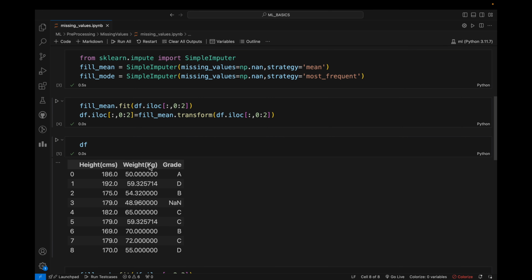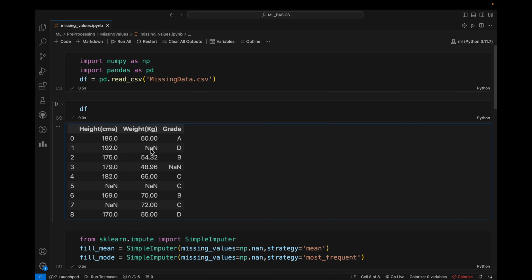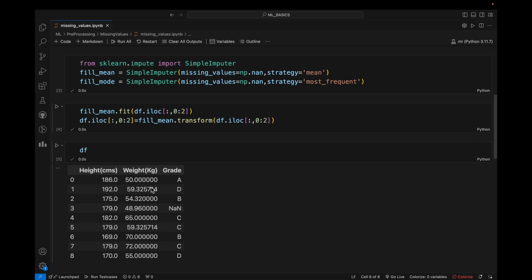Okay, and similarly, let's observe weight as well. In weight, there is a missing value in row 1, and there is a missing value in row 5. So let's see rows 1 and 5. In 1, it is filled with 59 point something, and similarly, in 5, it is filled with the same value. So like that, we can simply use this SimpleImputer in order to fill these values.